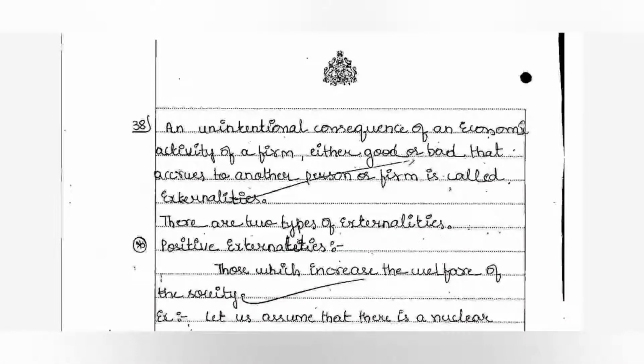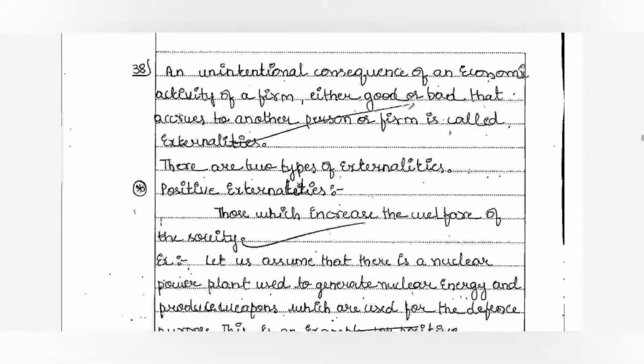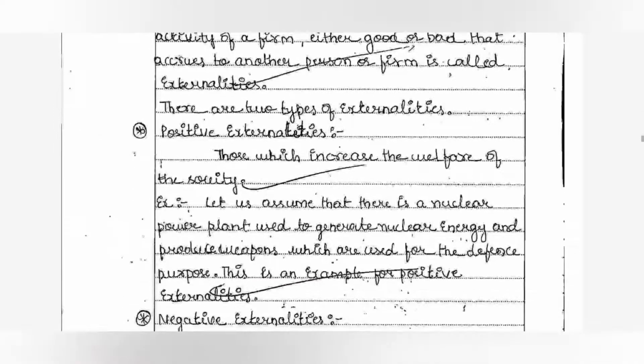The 38th question we have is write a note on externalities. Externality means the unintentional consequences of an economic activity of a firm, either good or bad, that accrue to another person or firm. So when it unintentionally affects any person or any firm, it is called externality. We have positive externality and negative externality.